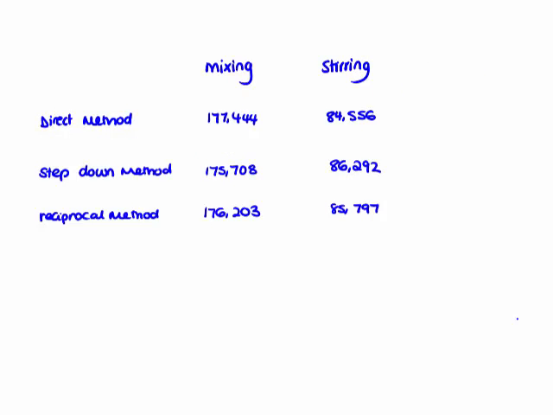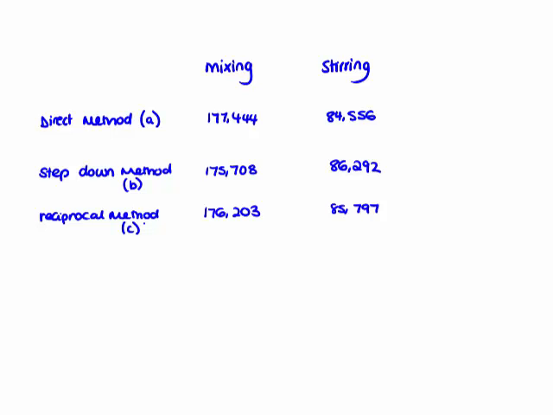What I've just done here then is summarise the answers that we got from using each of the different methods. So in part A then we used the direct method, in part B we used the step down method, and in part C we used the reciprocal method. And what you can see then is the different assumptions about the treatment of the interdepartmental service work makes a difference to the final answer.